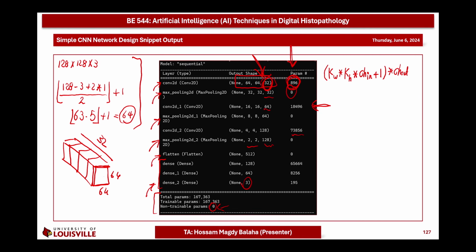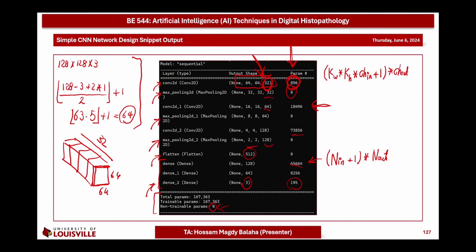And to calculate the same but for the fully connected layers, for example that layer, we simply multiply the neurons from the input layer, which come from the previous layer, plus 1, multiplied by the neurons in the output layer, which is this layer. So we have 512 plus 1, which is 513, multiplied by 128 will give that number. And for the last layer, which is the output layer, 64 plus 1 multiplied by 3 will get 195.